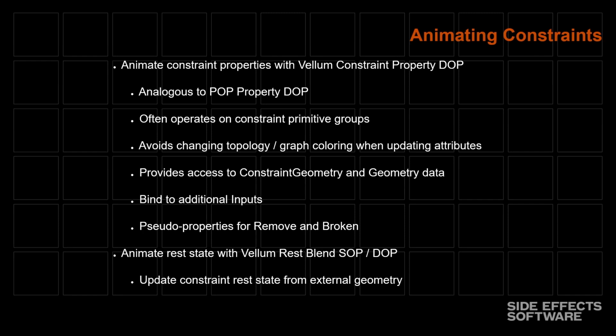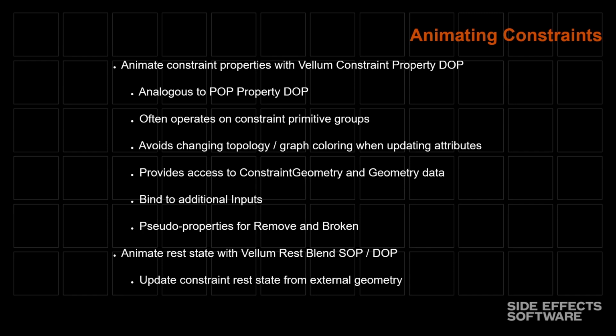And this is generally analogous to the POP property DOP. If you have worked in POPs at all, you might have run into this, but it's the same idea where you've got a bunch of toggles that turn on which attribute or which property you want to be changing. And then there's also a use the expression option, which lets you actually write little VEX snippets to further control how you want to change those properties.